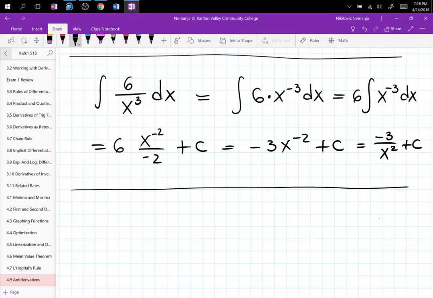Let's see what else would be good. So integral of 4 cosine x minus 4th root of x dx.